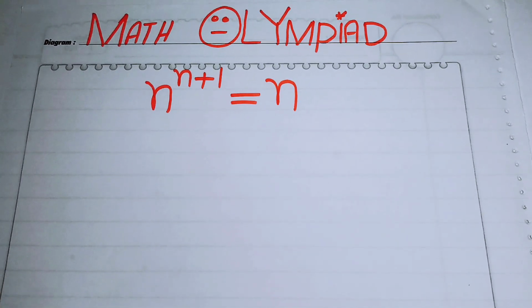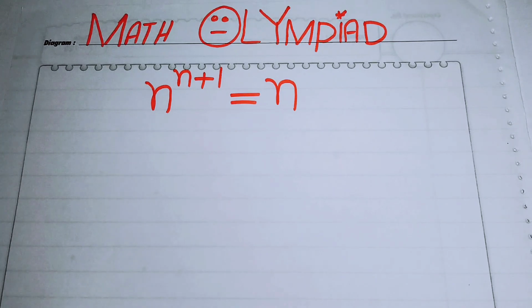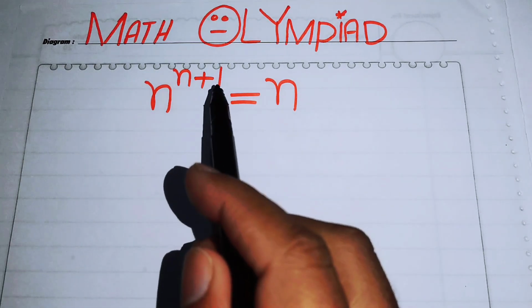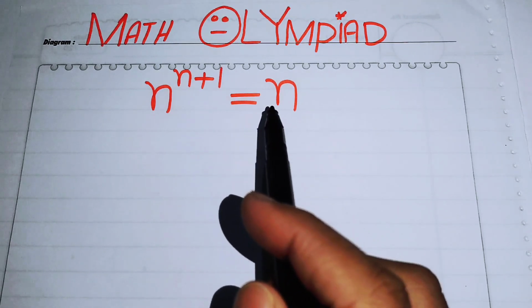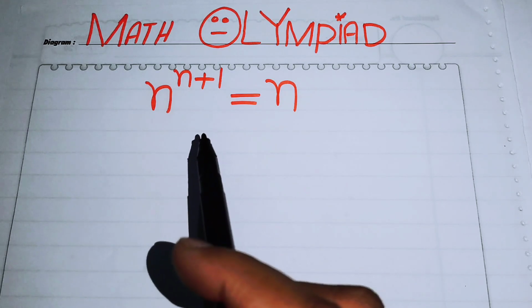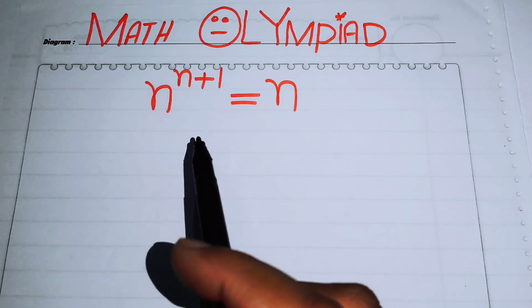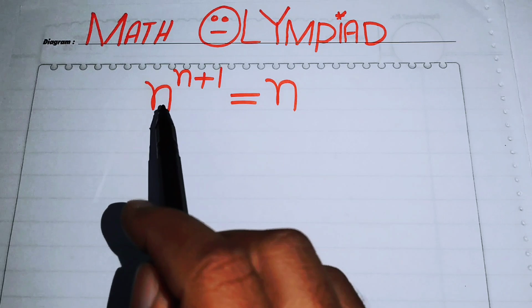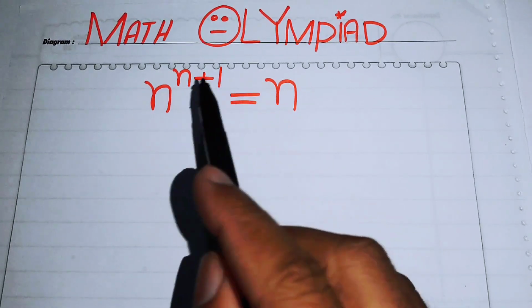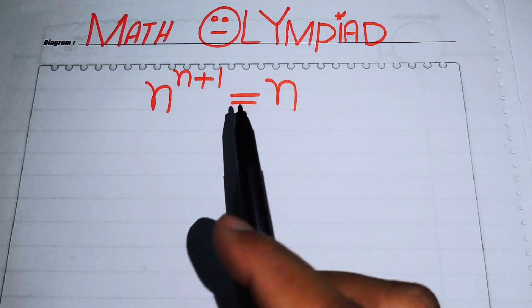In this video we are going to solve this nice algebra problem, and here we have n to the power of n plus 1 equals n, and we will solve this problem for the values of n. Here you will easily see that the bases on both sides are the same, so the exponents are equal, and you will easily get the value n equals 0.